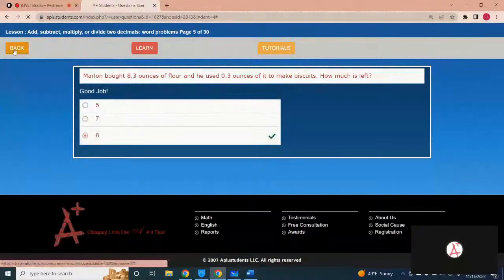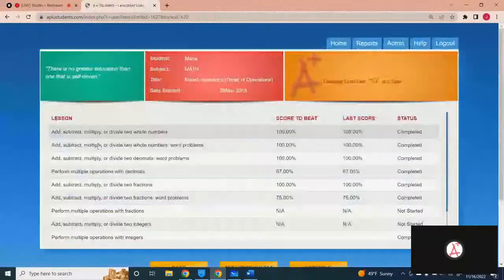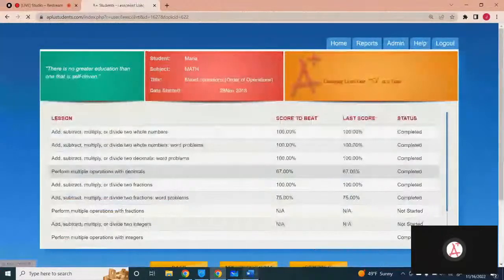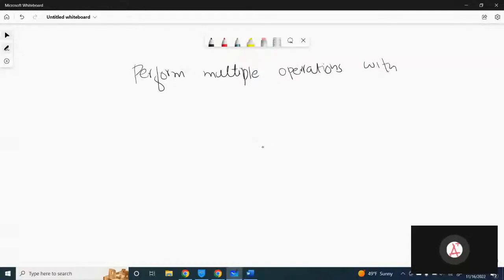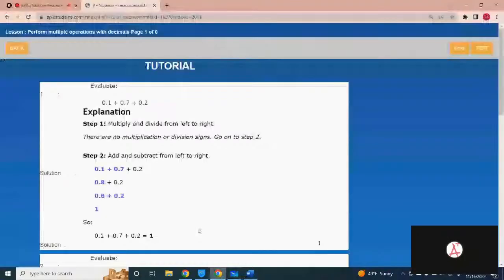Let me just move on to the next topic. The next topic is perform multiple operations with decimals. Let's start with the next lesson. The next lesson is perform multiple operations with decimals. Let's start with the first question. Okay, so it would be 0.1 plus 0.7. Let's start with the test.